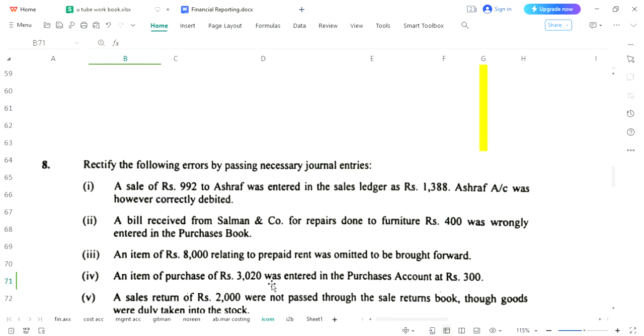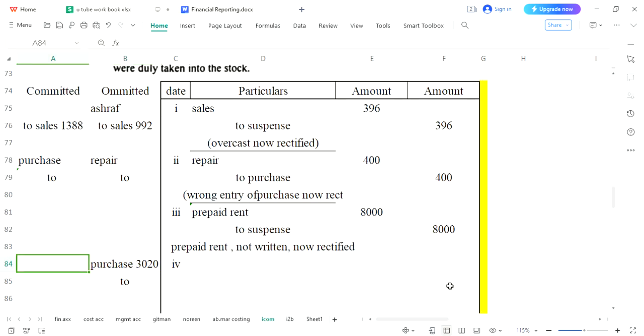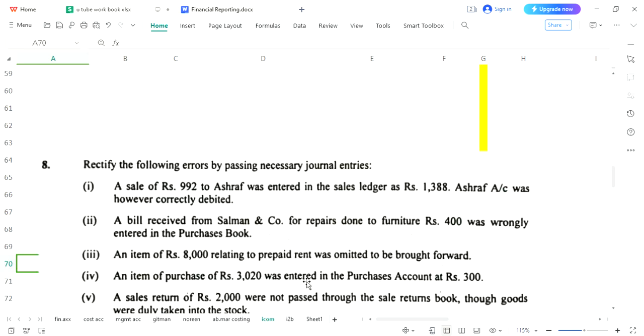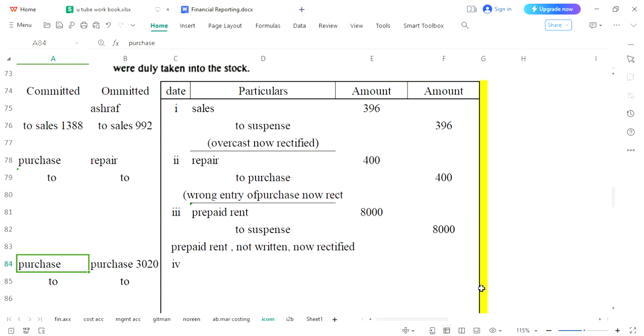Next, was entered in purchase account. It means no mistake in purchase. Purchase was required to be written on the debit side and we have written it on the debit side. So what could be the mistake? Purchase was required to be written on debit. We have written on the debit side, but the mistake is: was entered in purchase account as 300. So now we know our mistake. Instead of 3020, we have written 300.